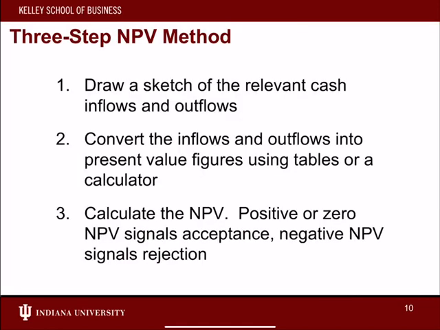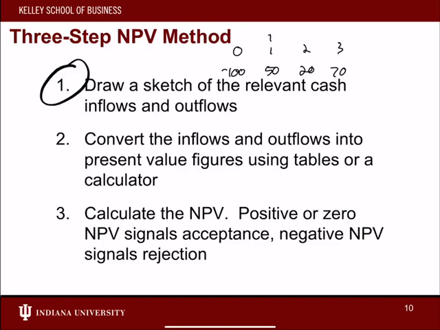So there's really three steps to the NPV method, and the first is to draw a sketch of the relevant cash outflows and inflows. And that's really what we did for our two projects, right? We said at year 0, we had $100 out. Year 1, we had 50. Year 2, 20. Year 3, 70. Of course, these numbers are not right, but it's just the example.